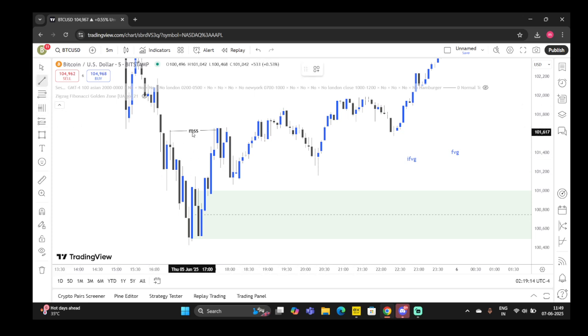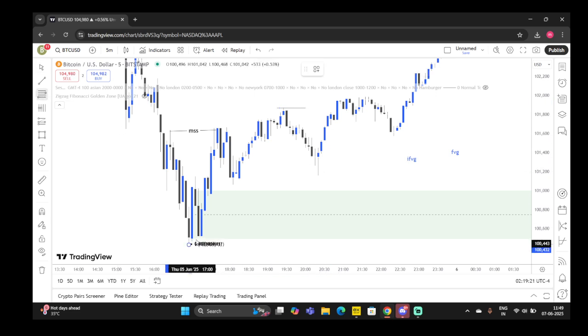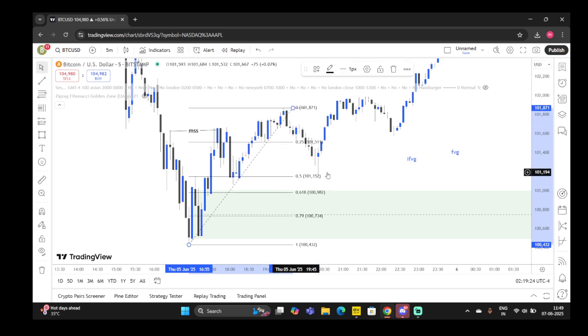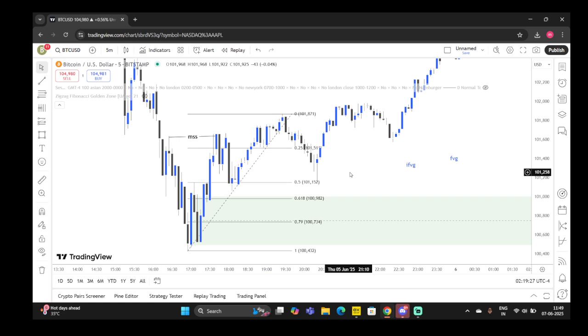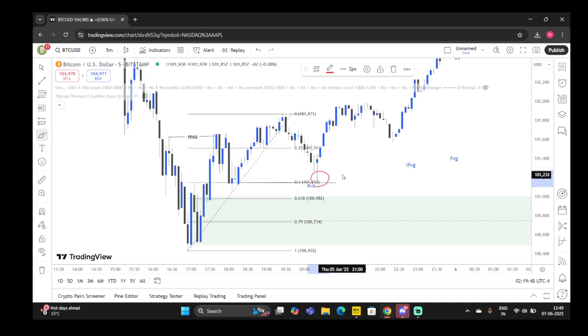So after making an MSS, BTC went up until here and turned down. If you take a fib and apply it on the chart, this is the 50% area. Here we see a breaker block. See, the first confluence is the 50% equilibrium area. There's a breaker block.